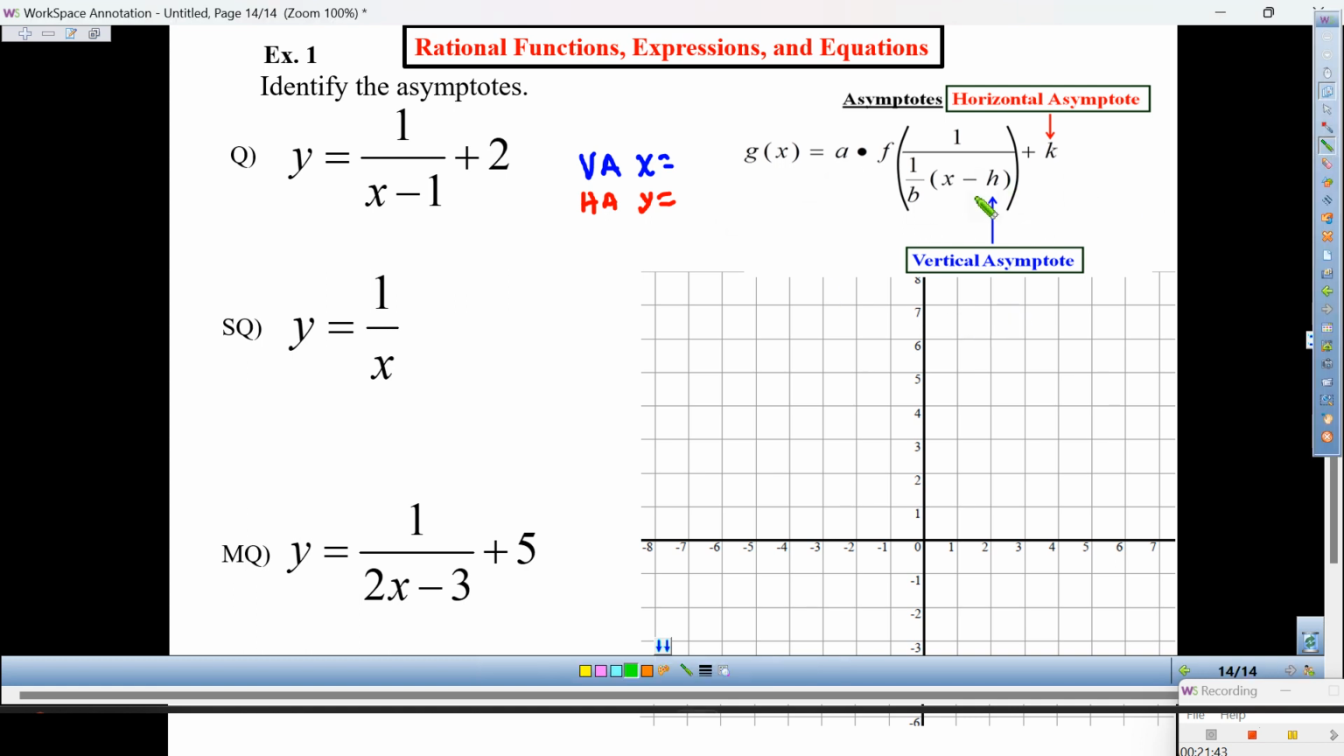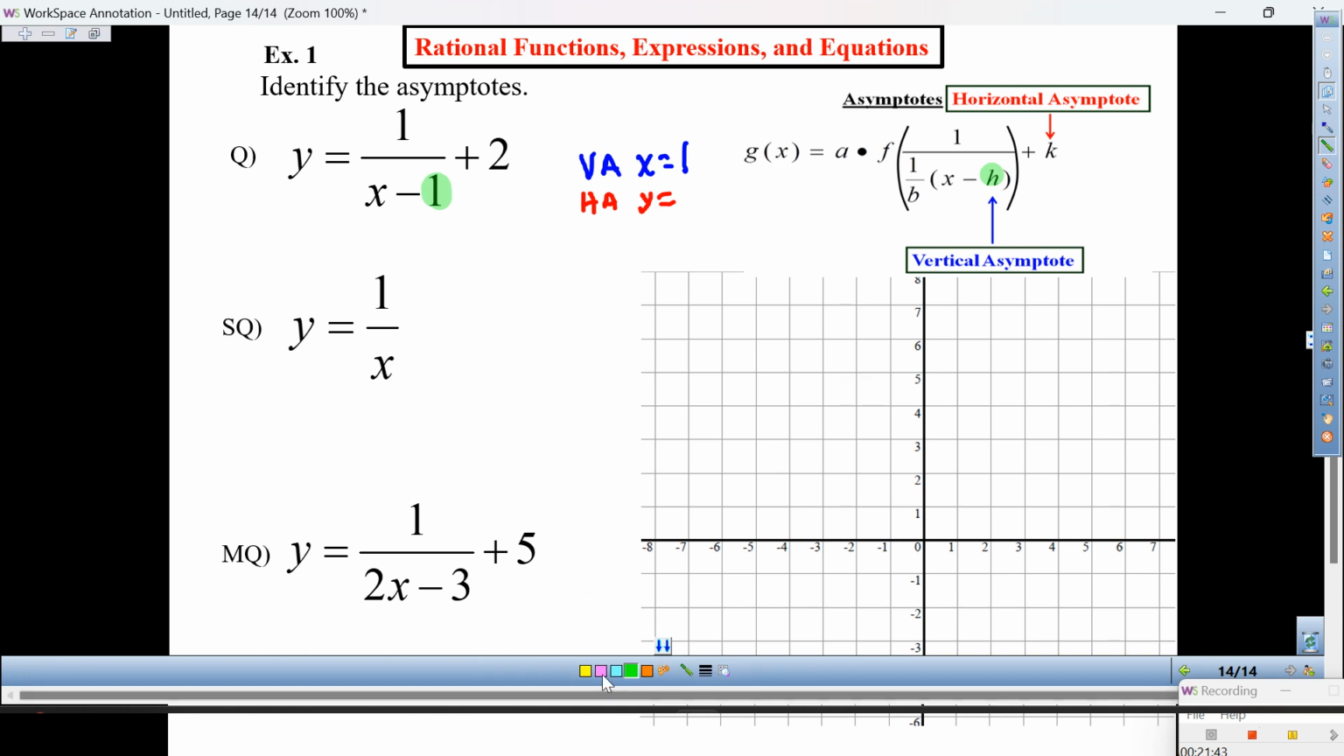Here's our general rule. Our vertical asymptote is our h, is that correct? By looking at our equation over here, tell your neighbor what our vertical asymptote is, please. Everyone? 1. Because the negative is part of the rule, isn't it? So then write x equals 1. That is correct. Some of you are like, oh snap, Mr. Q.